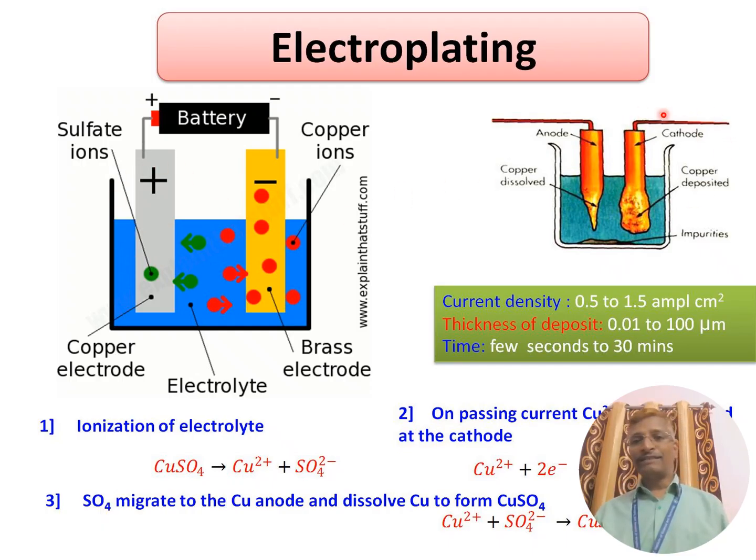If you look at the image here, this is the anode, that is copper. Here it is the cathode, the metal substrate. The same mechanism happens here: copper sulfate solution, copper metal, and the substrate. If we connect via a battery, copper is deposited over here.